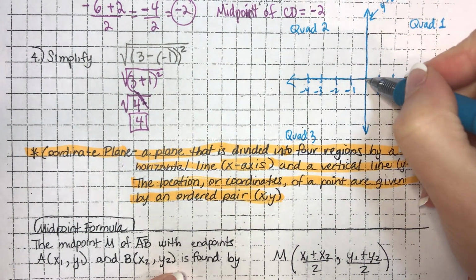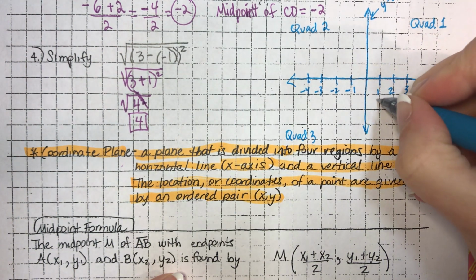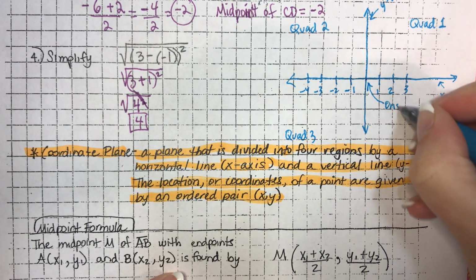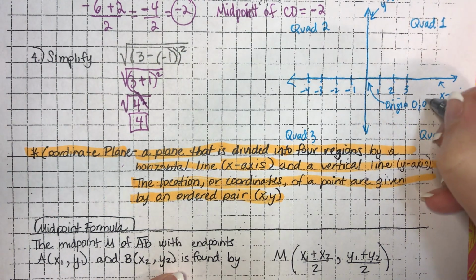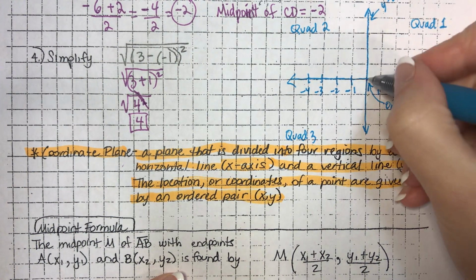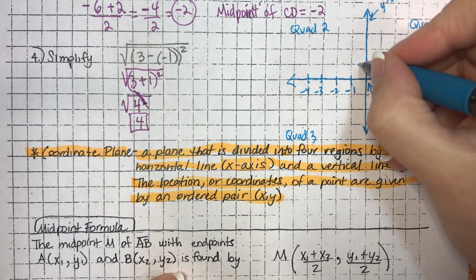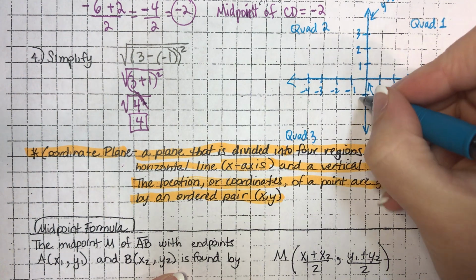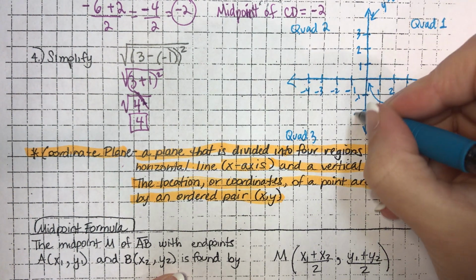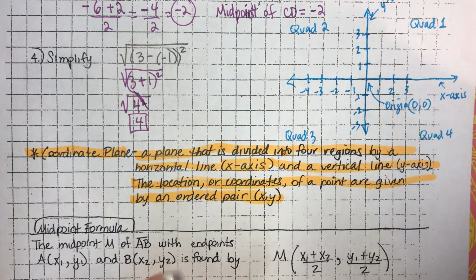This is called the origin, and that means it's 0, 0. That means the x is 0 and the y is 0. Up here is the positive, so this is 1, 2, 3, and so on. And then down here are the negative numbers: -1, -2, -3.